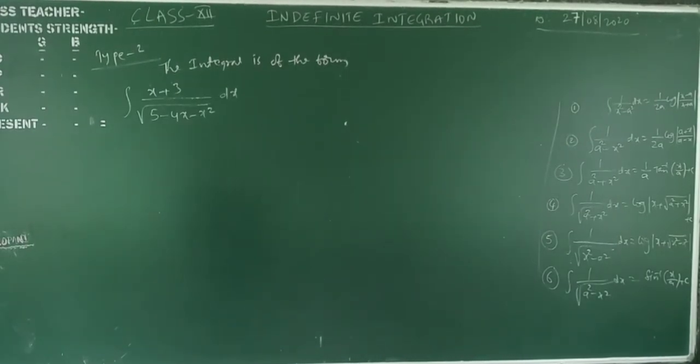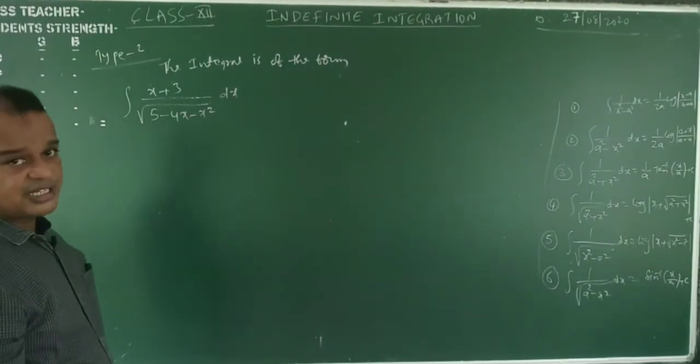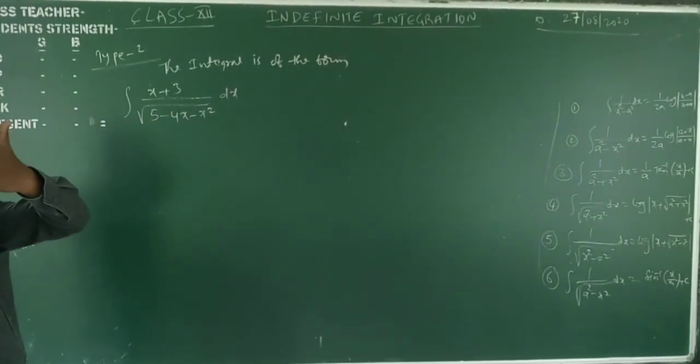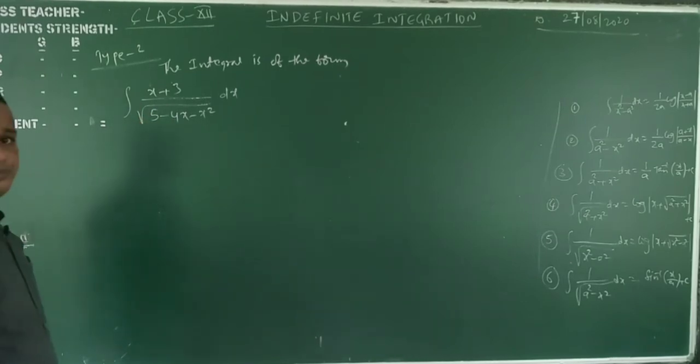Okay, my dear students, we are going to the next problem. Observe that: integral of (x plus 3) by root over (5 minus 4x minus x square). This is type 2, second method. Root is there, no problem at all. Linear by quadratic. How to do?